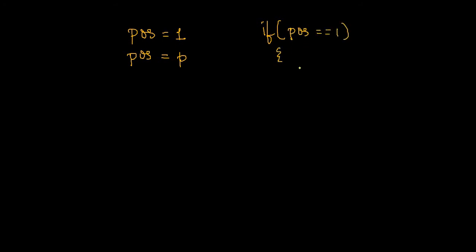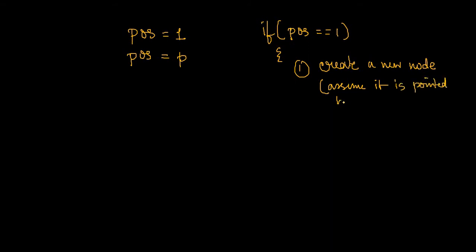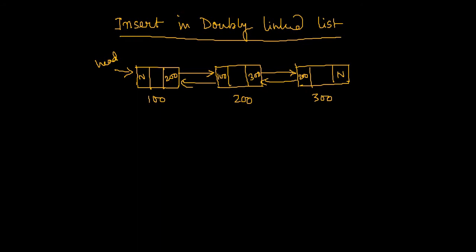But one thing, if I assume that position equal to 1, then what to do? The first step is to create a new node, and assume that it's pointed by, for example, T1. Okay, so that means I have created a new node over here.